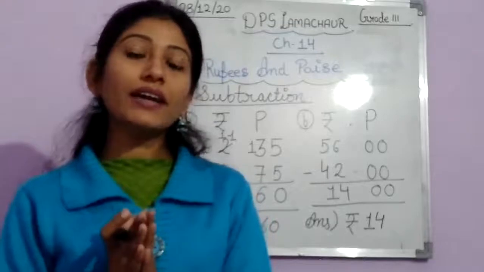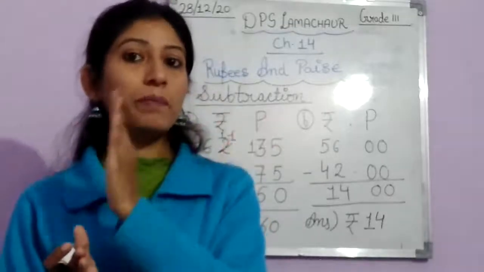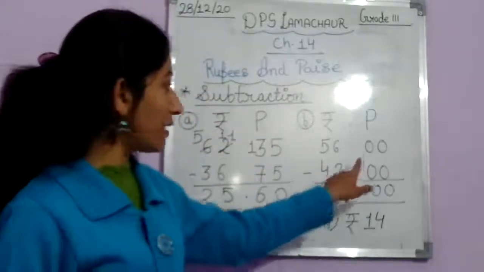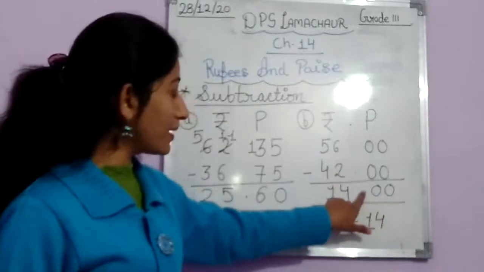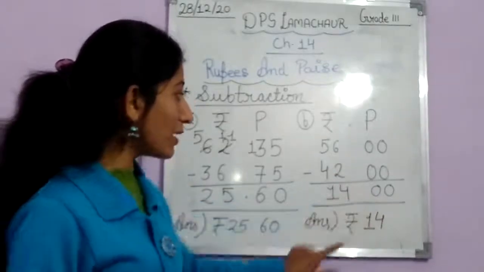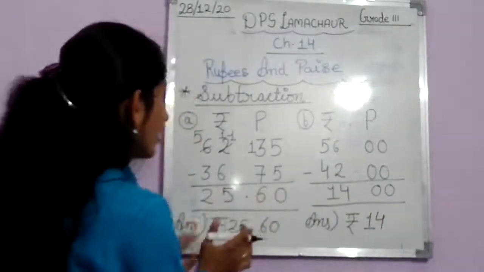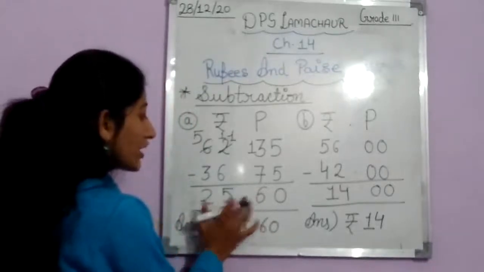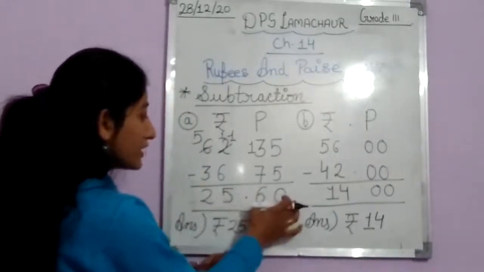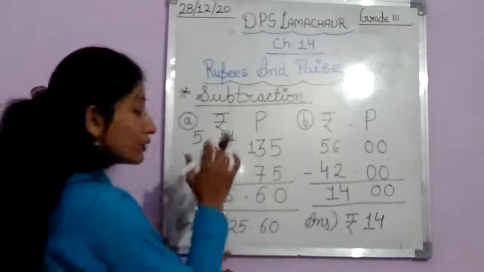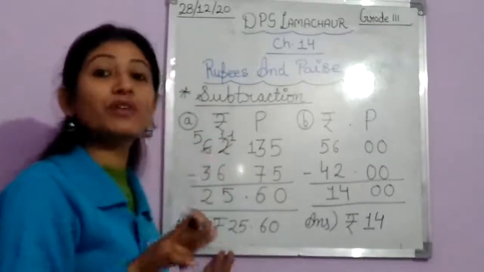बस हमें क्या ध्यान रखना है? Of rupee and paise column and of this mark. जैसे ये कर लेंगे हम ये मार्क पुट कर देंगे, वरना क्या होगा? हमारा नंबर पूरा मिक्स हो जाएगा. If we will not put this mark which is differentiating between rupee and paise, then answer will become 2560, which will be wrong.